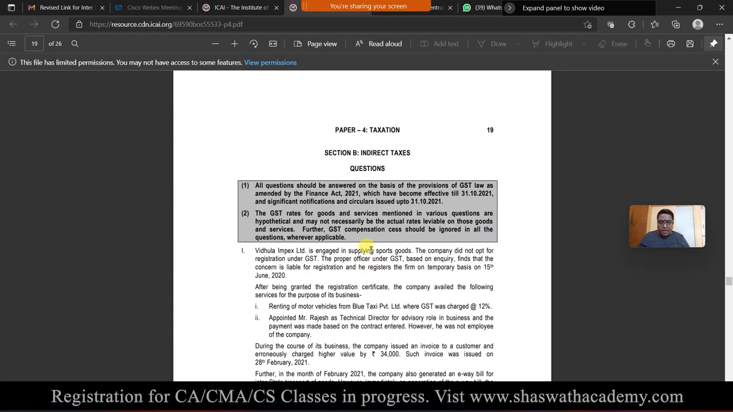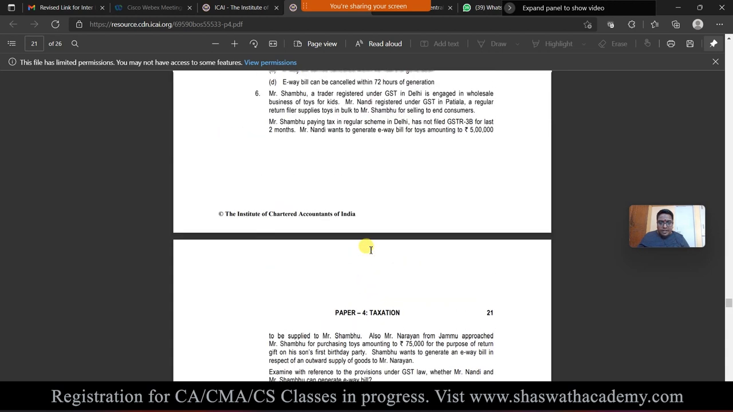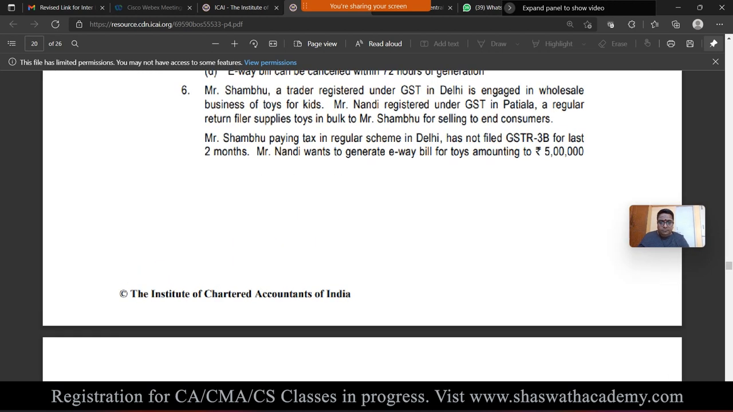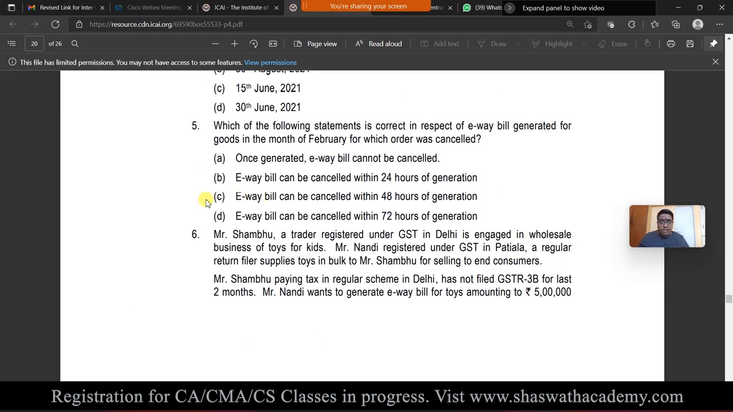I'm trying to check out your RTP. Question number 6 is basically from e-way bill. Let us try to answer this e-way bill question. Even before that, there is an e-way bill question. Which of the following statements is correct in respect of an e-way bill generated for the goods for the month of February for which the order was cancelled?